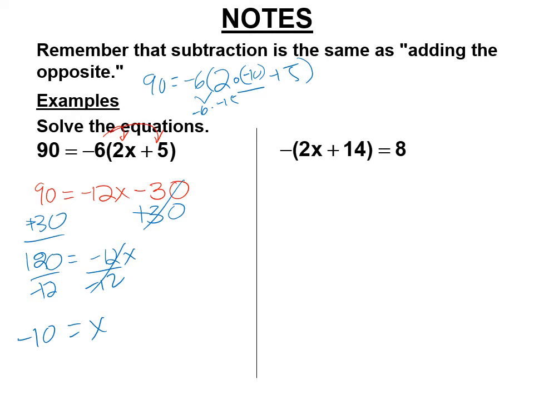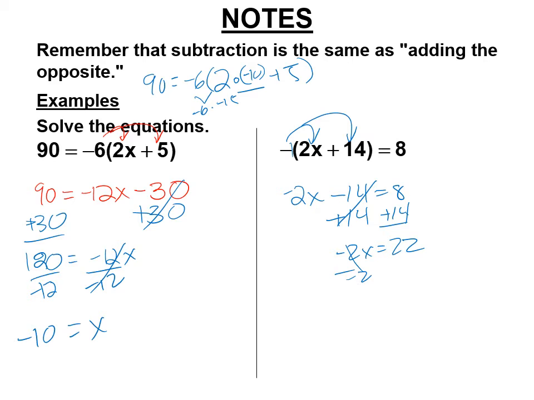Okay, right? This means distribute a negative 1. So you get negative 2x minus 14 equals 8. There's your two-step equation. You add 14 to both sides. Negative 2x equals 22. Divide by negative 2 both sides. X equals negative 11.